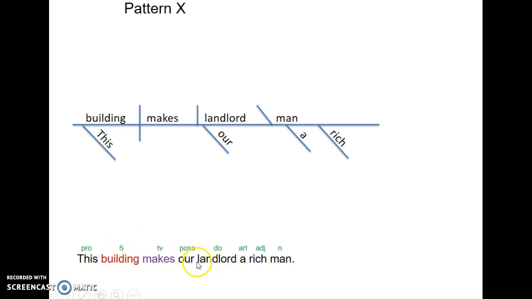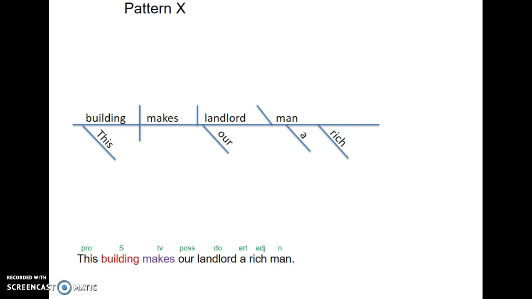So we do have a direct object because it makes our landlord. There's no preposition getting in the way, so the landlord is receiving the direct object of the verb make. So we put that as our direct object. So far, this is a pattern 7. If you'll notice, pattern 7 is the basis for patterns 7, 8, 9, 10. So you've got your foundation pattern 7, and then each of the other patterns adds one element.